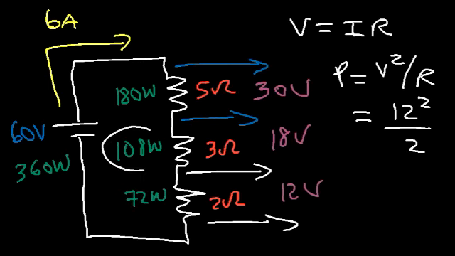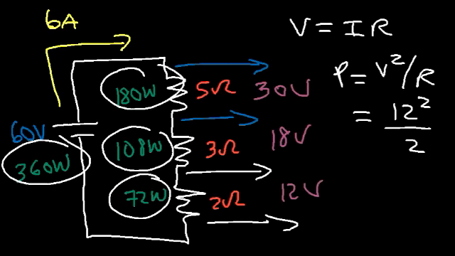So if we add these values, that's 180 watts plus 108 plus 72 adds up to 360. So the power delivered by the battery equals the sum of the powers absorbed by the resistors. So energy is conserved in that particular example.